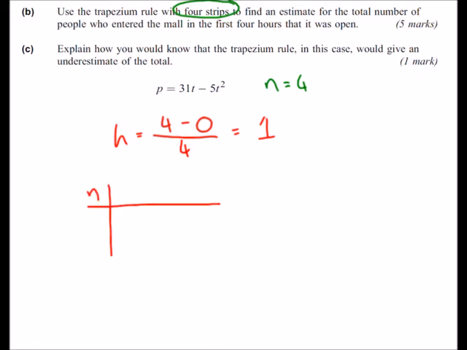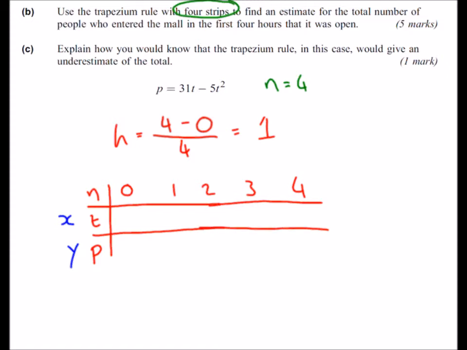And here we're going to have n, we're going to have t, and in this case we're going to have p. This is my x value normally, and this is my y value normally. We start with 0, 1, 2, 3, and 4, because we've got 4 strips. My t value starts at 0 and it goes up in ones each time. And now I need to calculate my p values.